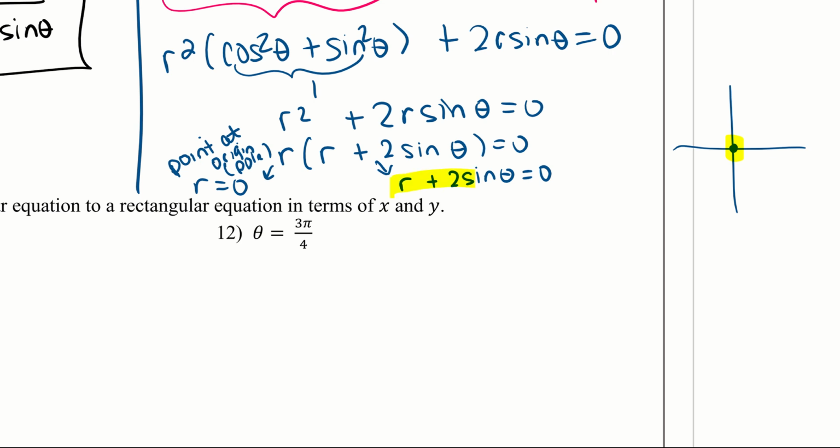What we're looking for is an equation here, not just where r is equal to 0. So we're not going to really worry about that. We're going to really focus on this part. And so r then, if I isolate it, is equal to negative 2 sine of theta. This right here, again, was just a point.